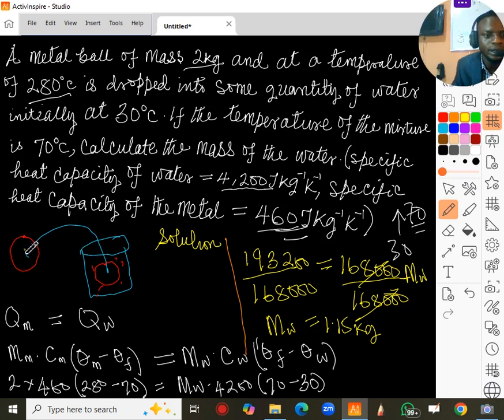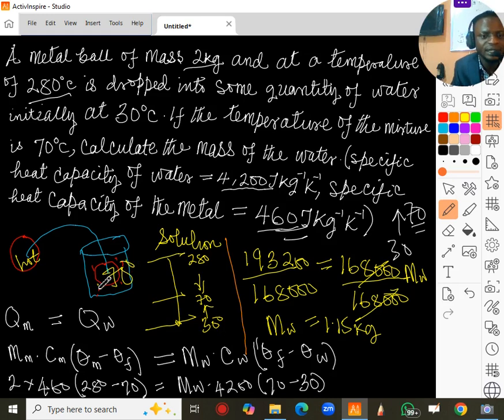So in a nutshell, the ball loses heat all the way from the temperature of 280 down to 70, while water gains heat from 30 degrees Celsius up to 70. So a combination of the hot metal and the cold water is now giving us a warm mixture of metal and the water at 70 degrees Celsius.